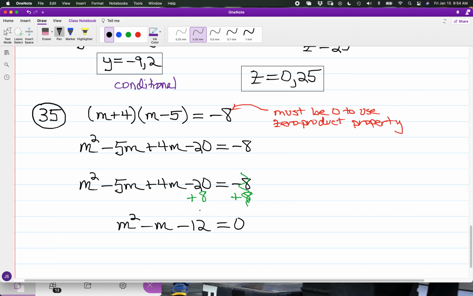And for the factors, okay, m squared goes to m times m. Factors of negative 12 that will have a sum or difference of negative 1, as indicated by negative m. We're going to have more weight given to the subtraction than to the addition. Okay, so this time to use the zero product property from this setup, instead of m plus 4 and m minus 5, we're going to have the binomials to be m plus 3 and m minus 4.